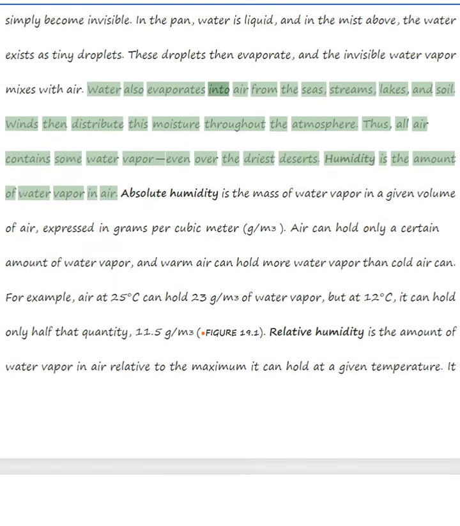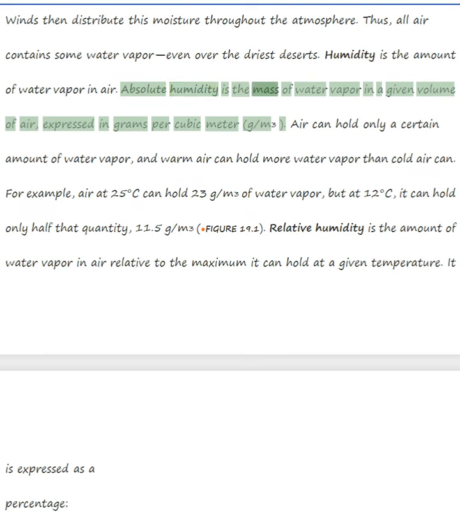Water also evaporates into air from the seas, streams, lakes, and soil. Winds then distribute this moisture throughout the atmosphere. Thus, all air contains some water vapor, even over the driest deserts. Humidity is the amount of water vapor in air. Absolute humidity is the mass of water vapor in a given volume of air, expressed in grams per cubic meter.